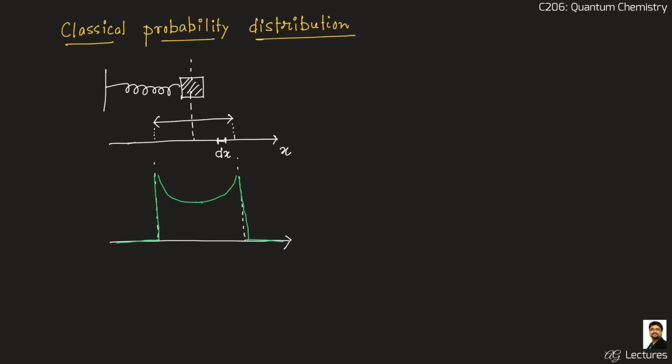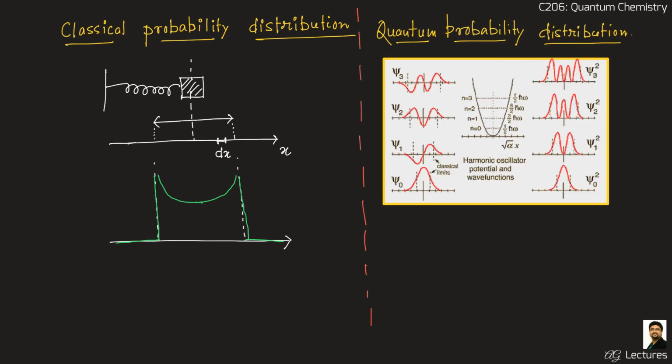Now, if we have to do the same thing with a quantum particle, all we need to do is simply get the corresponding wave functions that you have obtained, the psi 0, psi 1, psi 2, etc., and take a mod square of them, and that will give us the probability density. We know that, right? So let's try to do that, and find out what the quantum probability distribution looks like. So here is the quantum version of it.